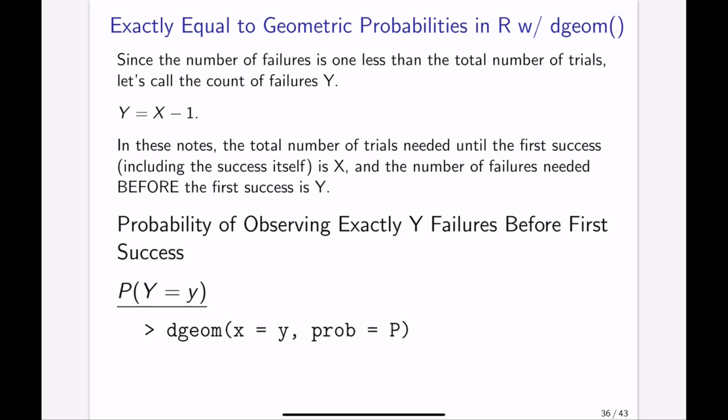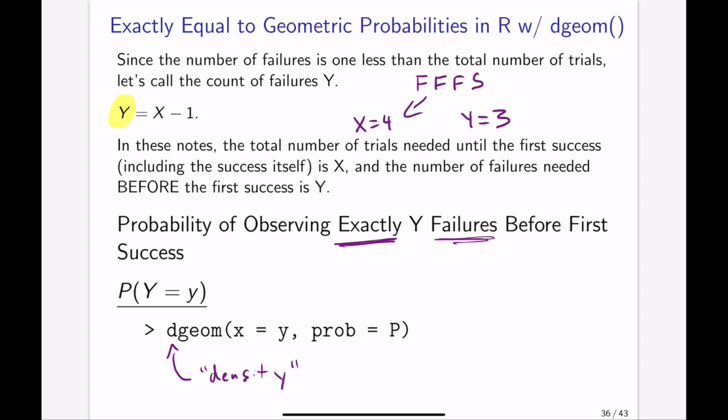So in order to keep that hopefully slightly more clear, instead of using an X for the number of failures, I'm going to use the letter Y. So Y is just going to be one less than the total number of trials. For that example we looked at previously, X was 4, but then the number of failures is just one less than that, 3. If you want to find the probability of getting exactly a certain number of failures before the first success, you're going to use dgeom in R. The D stands for density. The geom is for geometric.